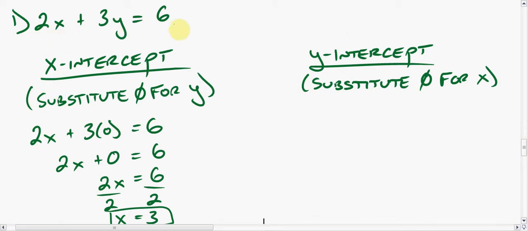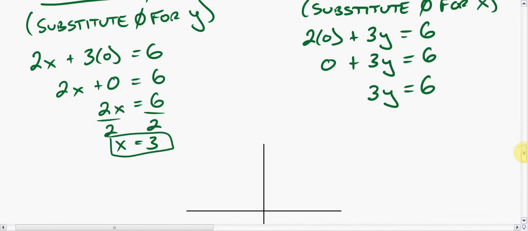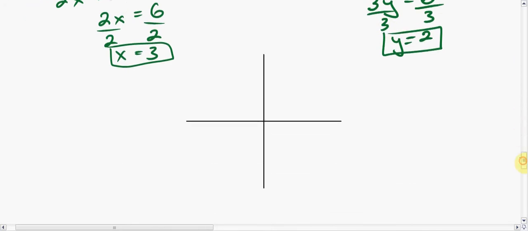So I'm going to use the same equation, but instead of x, I'm going to write 0. So I've got 2 times 0 plus 3y equals 6. 2 times 0 is 0. So 0 plus 3y equals 6. 0 plus 3y is simply 3y. So I have 3y equals 6. Lastly, solve for y. I'm going to divide both sides by 3. And I have y equals 2.